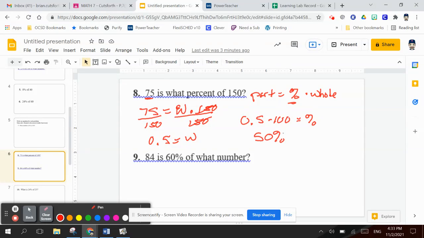Number 9 says that 84 is 60% of what number? So 84, again, is my part, equals 60% times W, which is the whole, because I need to know what the whole is. So I have 84 equals 0.6 times W. So I'm going to divide each side by 6/10. 6/10 divided by 6/10 is 1. I'm left with W equals 84 divided by 0.6 is 140. And that's the whole.